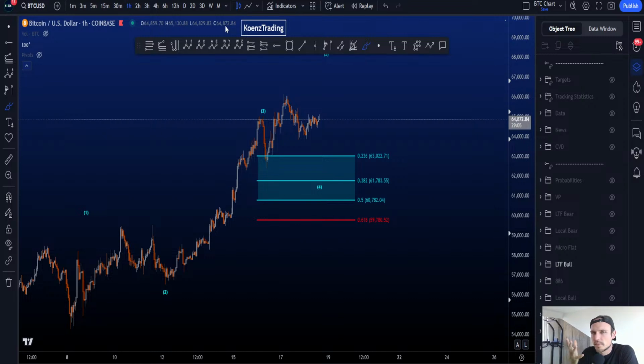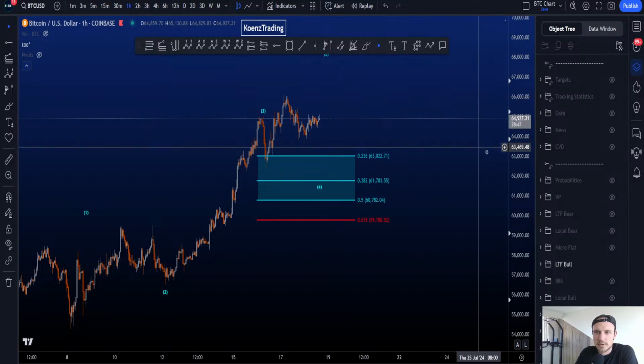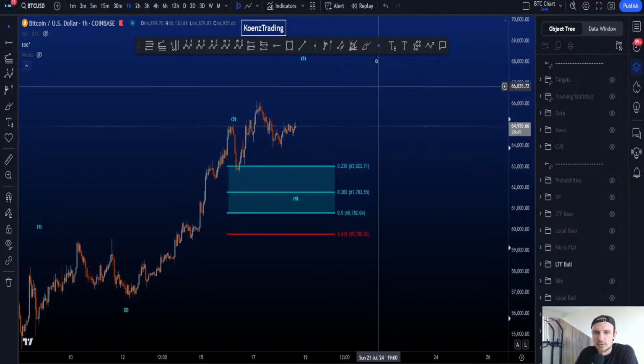A wave 4 can be very complex, can be any corrective structure, can be a zigzag, can be a flat, can be a WXY, can be a triangle. And of course, all of these have separate structures: simple zigzag, double zigzag, triple zigzag, flat, running flat, expanding flat, and regular flat, running triangle, expanding triangle, barrier triangle, contracting triangle. And then you have WXY, sideways double combos.